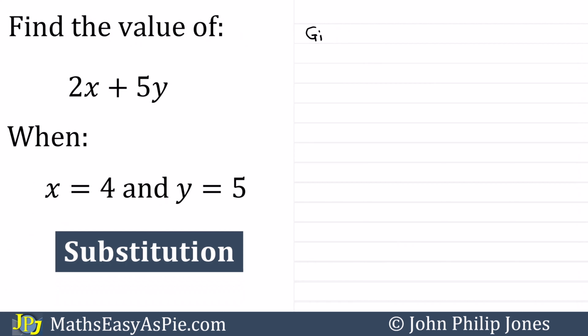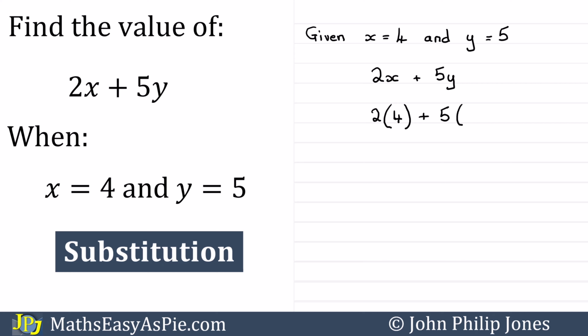From the problem, we are given that the value of x is 4 and the value of y is 5. I'll now write out 2x plus 5y. I will now substitute the value for x and I will substitute the value for y. You can see I've used brackets here to make this step clear. So we can see this given 4 is placed here as represented by this 4 in the brackets. And this given 5 is placed here as represented by this 5 in the brackets.